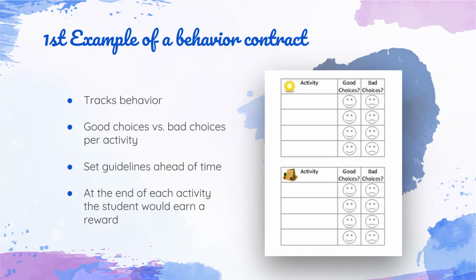This contract tracks behavior, good choices versus bad choices per activity. You would set parameters ahead of time so that the student knows the expectations going into this contract, such as less than 2 negative behaviors per activity equals good choices. At the end of each activity, the student would earn a 2 to 5 minute reward.